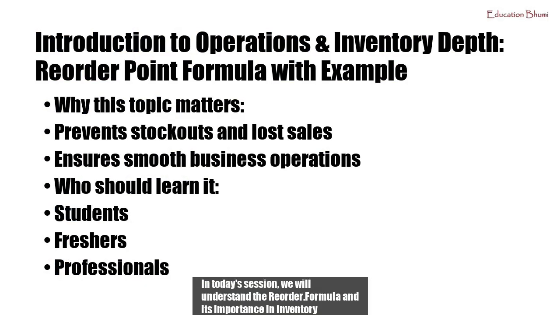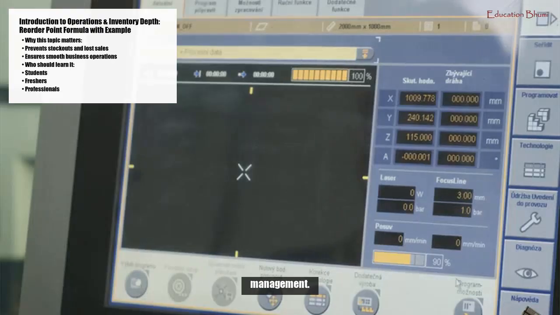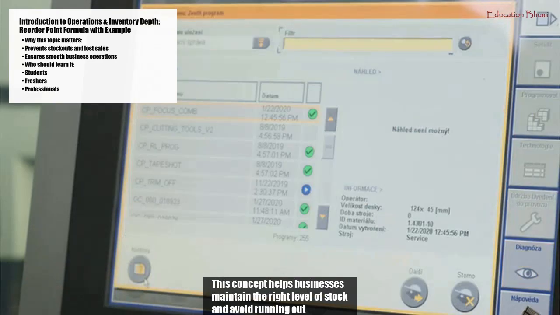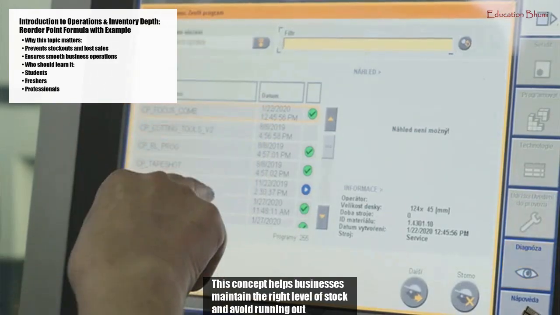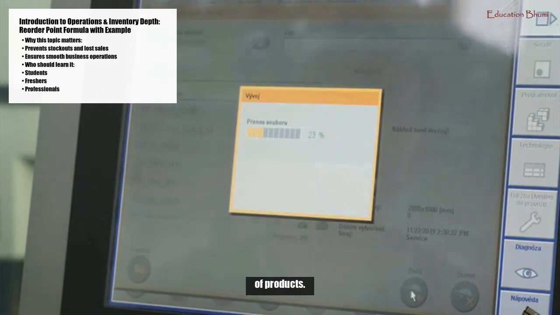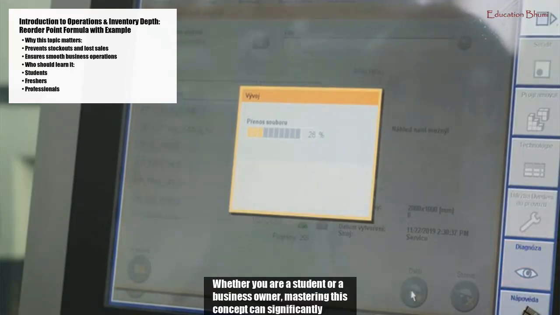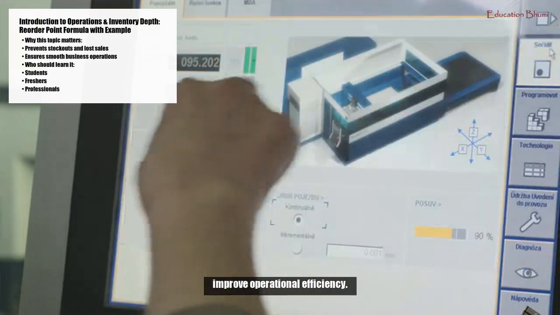In today's session, we will understand the reorder point formula and its importance in inventory management. This concept helps businesses maintain the right level of stock and avoid running out of products. Whether you are a student or a business owner, mastering this concept can significantly improve operational efficiency.